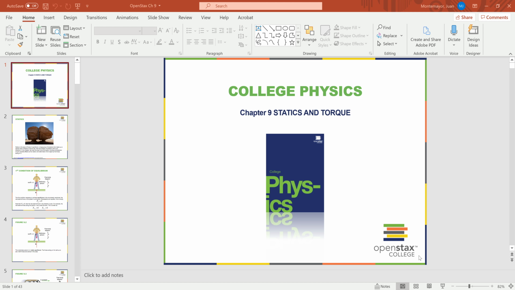Chapter 9 starts talking about statics and torque. These are different types of forces. So, a lot of chapter 4 is going to be incorporated into this chapter. And you'll see exactly how we can manipulate some of the equations we already know from chapter 3 and 4 into torque.